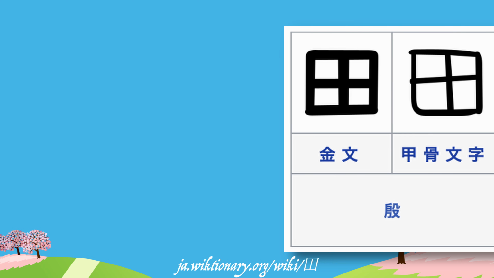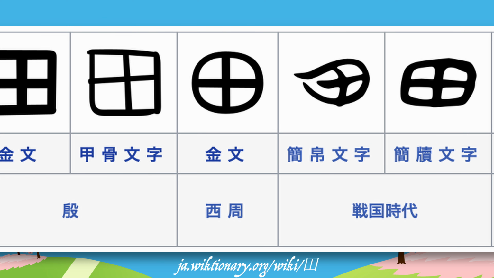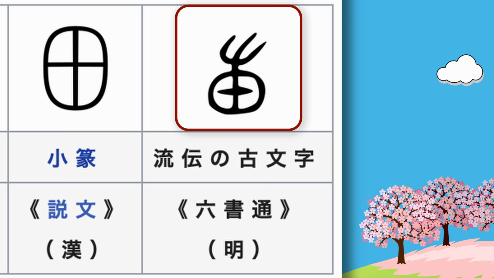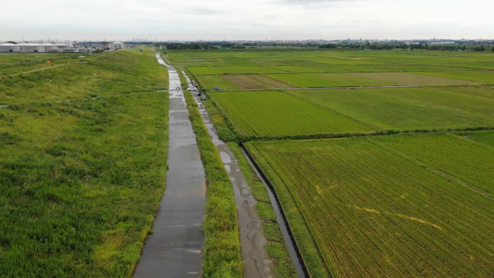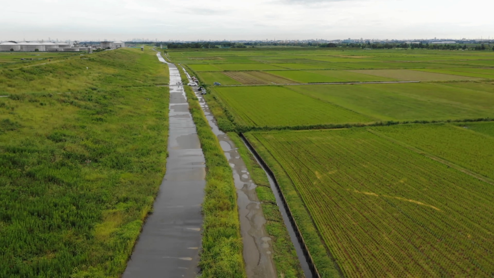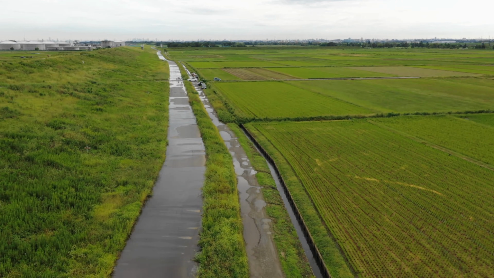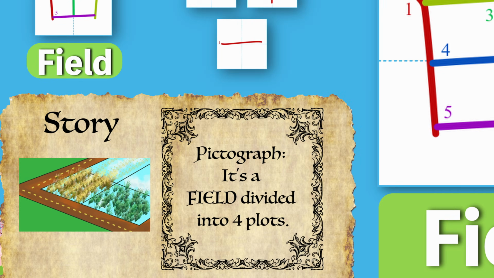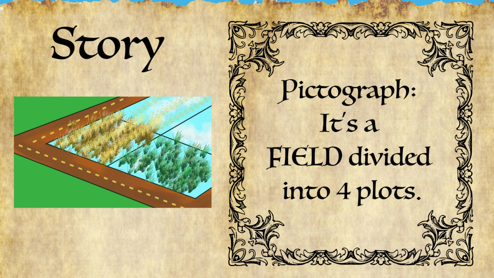Historically, this kanji has changed very little, though its official Kobun kanji, or old Japanese character, has a bit of flourish on top, which I have to assume is a pitchfork? Interestingly, the lines are supposed to represent the little roads between fields that you'll often see here in Japan. Our story for this one isn't really a story. It's a pictograph, just like it's supposed to be. It's a field divided into 4 plots.